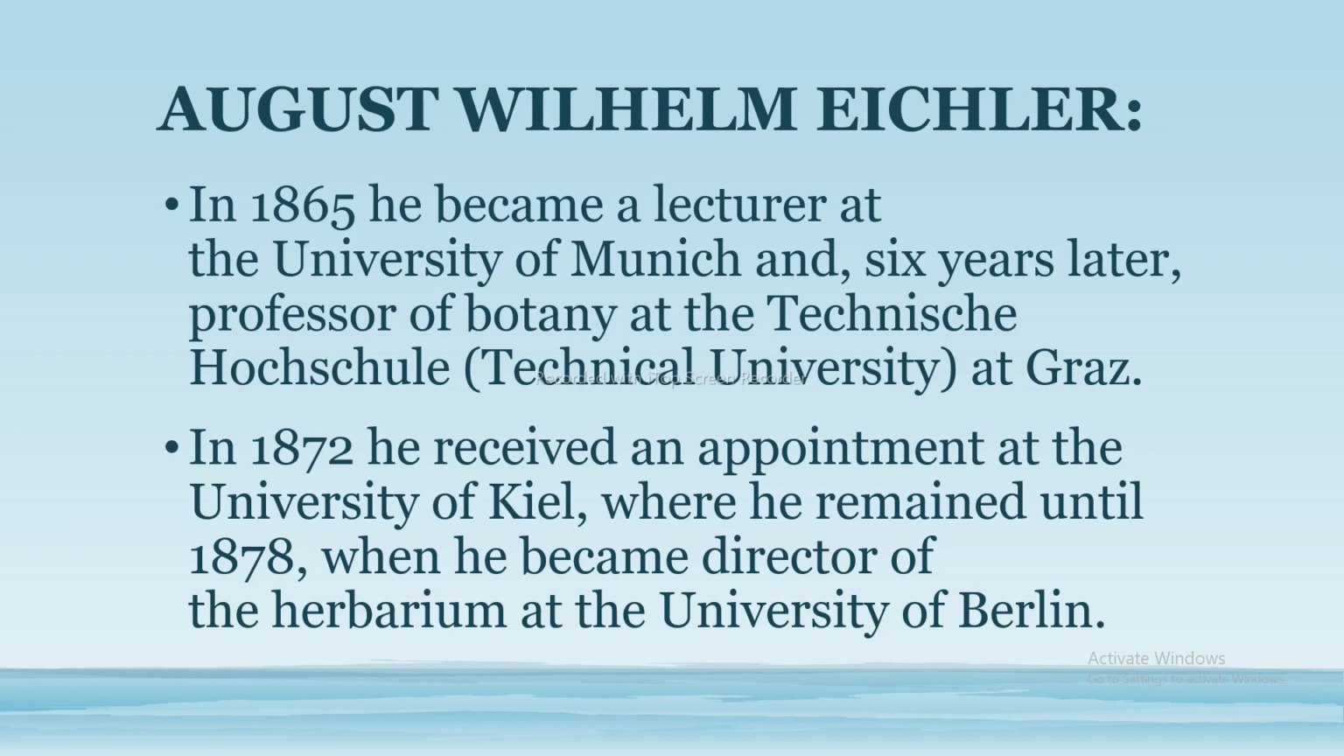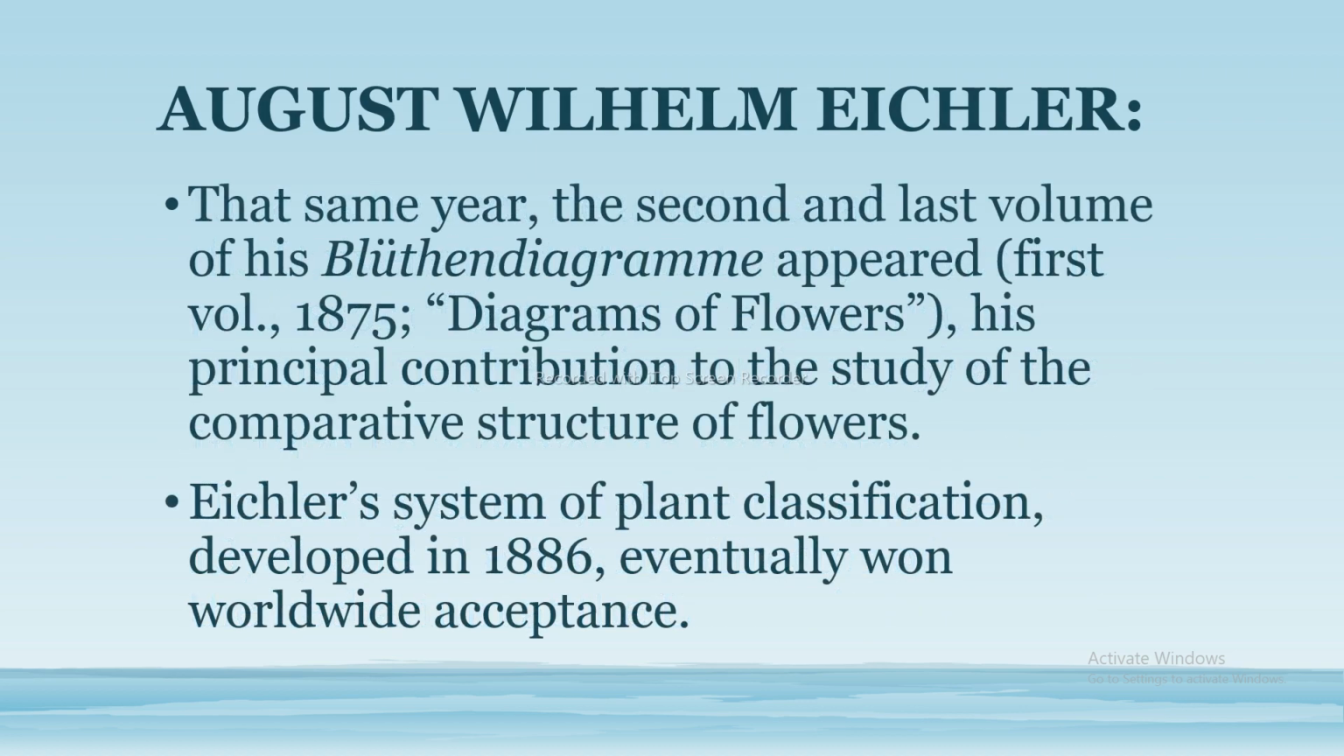In 1865, he became a lecturer at the University of Munich, and 6 years later, professor of botany at the Technische Hochschule, Technical University at Graz. In 1872, he received an appointment at the University of Kiel, where he remained until 1878, when he became the director of the herbarium at the University of Berlin. That same year, the second and last volume of his Blüthendiagramme appeared, the first volume in 1875, Diagrams of Flowers, his principal contribution to the study of the comparative structure of flowers. Eichler's system of plant classification, developed in 1886, eventually won worldwide acceptance.